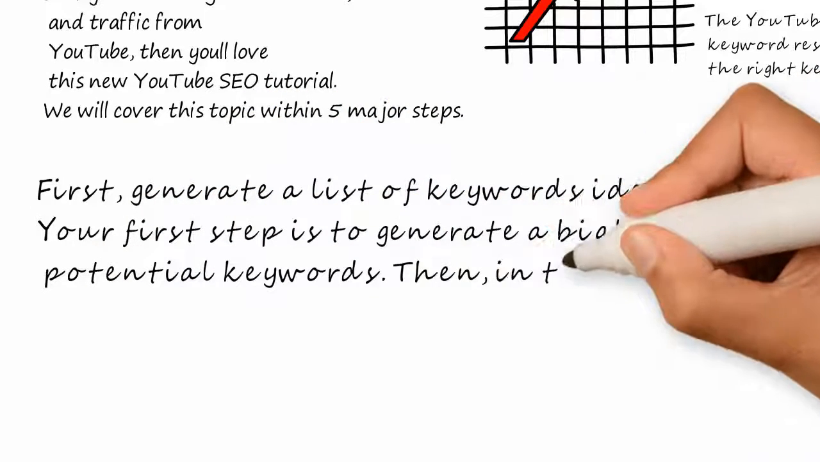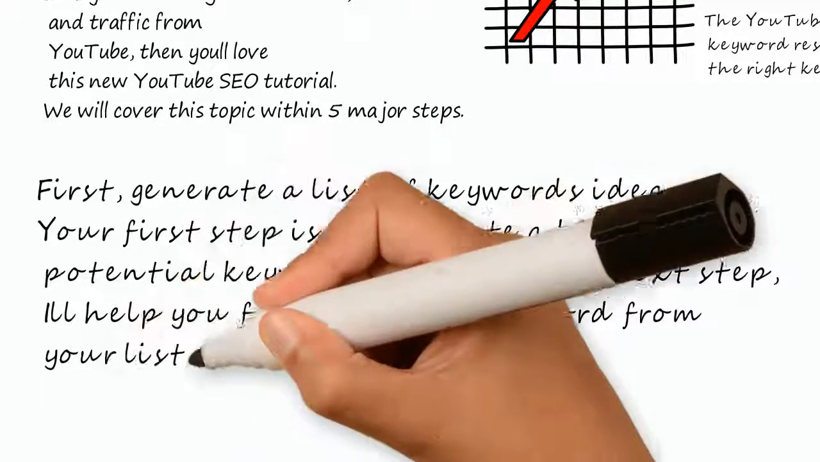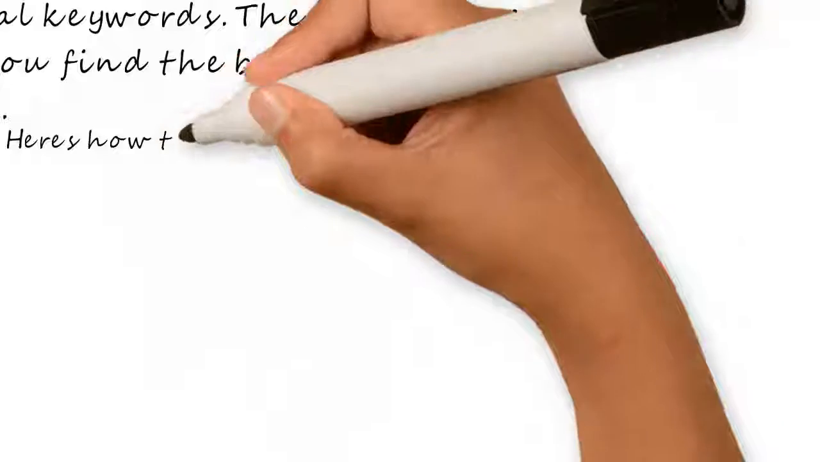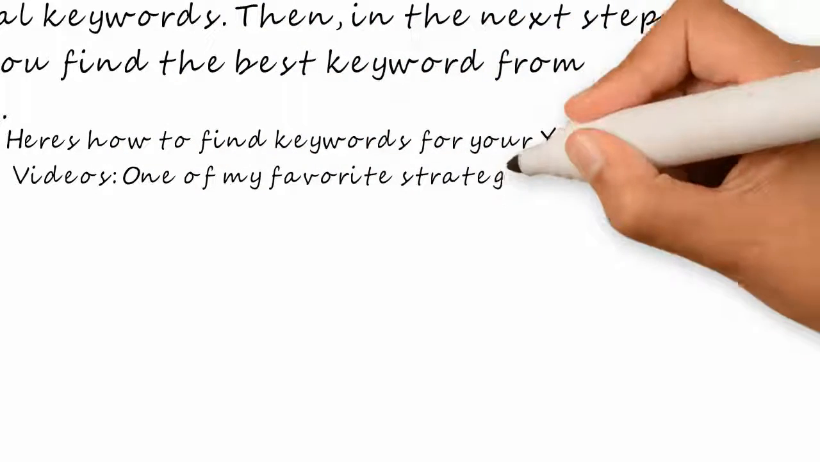One of my favorite strategies is to use YouTube's Search Suggest feature. All you need to do is head over to YouTube and pop in a word or phrase, and YouTube will hand you a bunch of keywords related to what you typed in.